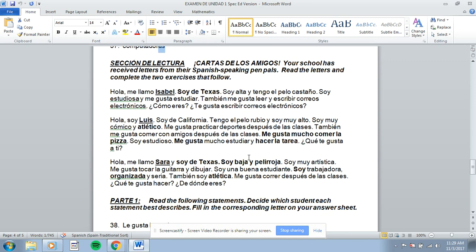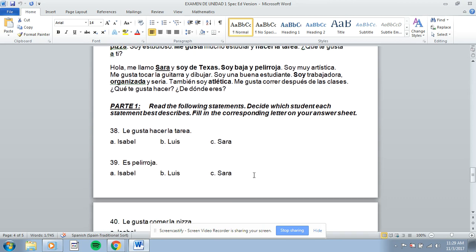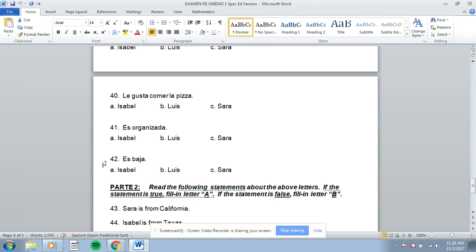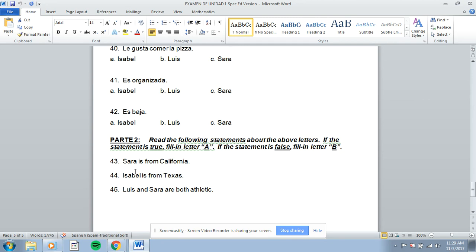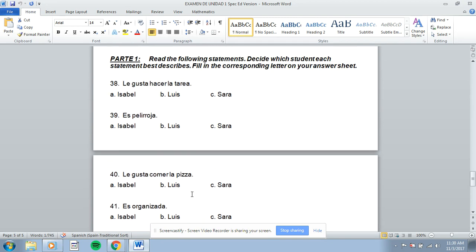Now there is a letter from a pen pal. The pen pal speaks Spanish, so they wrote you a letter in Spanish. And there's actually 3 different pen pals that sent letters. I will read the 3 to you. If you notice, I have things bolded in each of the paragraphs, and those bolded items will help you answer numbers 38 through 42, as well as 43 through 45.